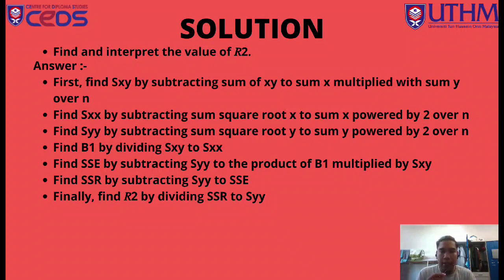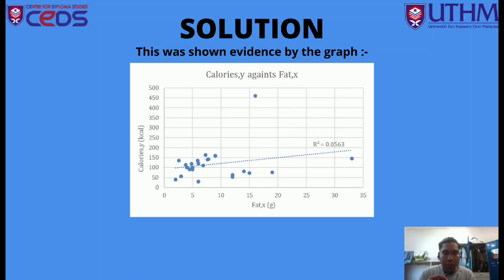Find b1 by dividing Sxy by Sxx. The value of b1 is 2.852. Find SSE by subtracting Syy by the product of b1 multiplied by Sxy. SSE value is 148469.7. Find SSR by subtracting SSE from Syy. The value of SSR is 864.3. And finally, find R2 by dividing SSR by Syy. R2 value is 0.0563. The value of R2 is shown as evidenced by the graph.